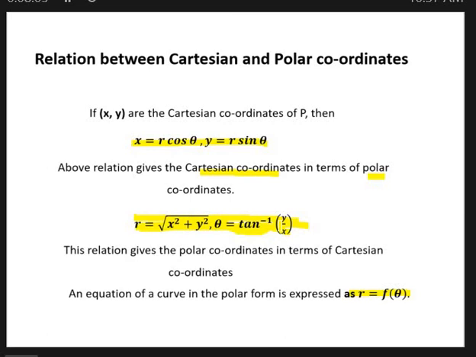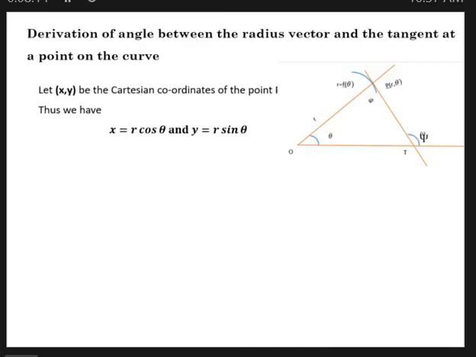Now let us derive an important formula to find the angle between the radius vector and the tangent at a point on the curve. Consider the figure. Here O is a fixed point and we have OX the initial line, and r is equal to f of theta is a polar curve, and P is a point on it with the coordinates r comma theta.